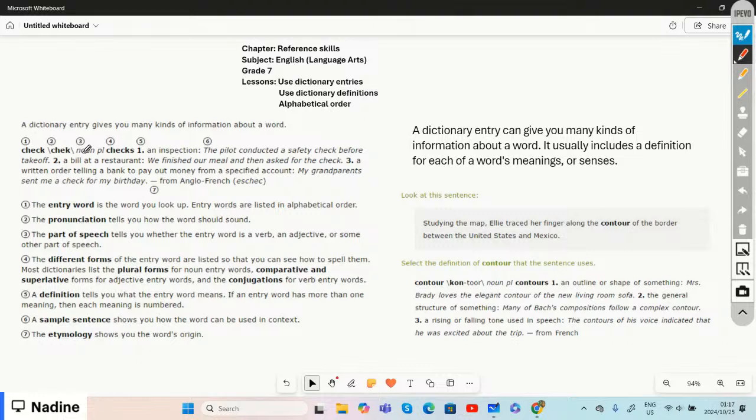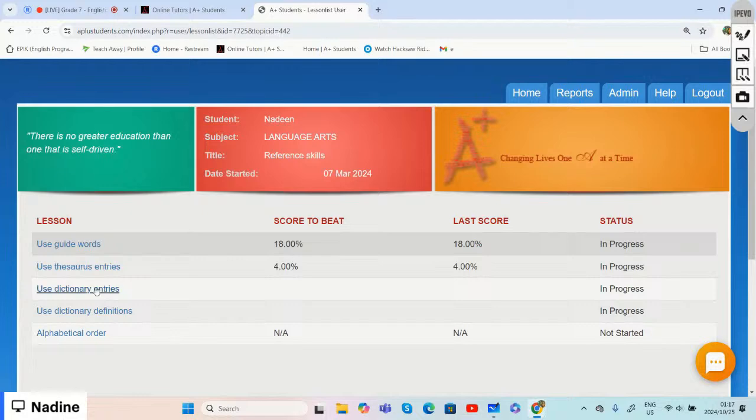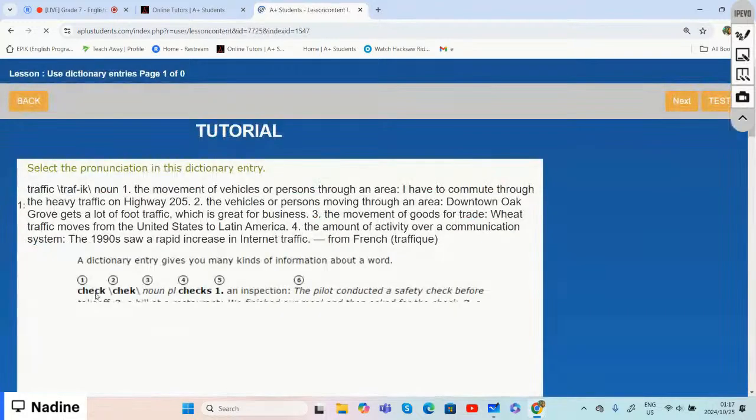All right. So now we're going to aplusstudents.ca, and we're going to use dictionary entries.